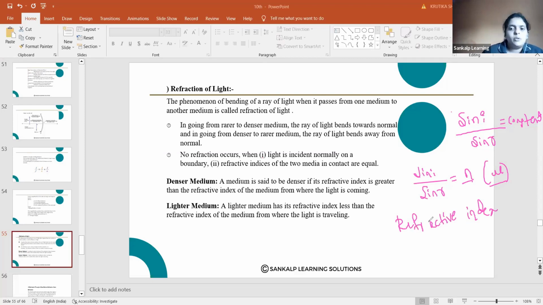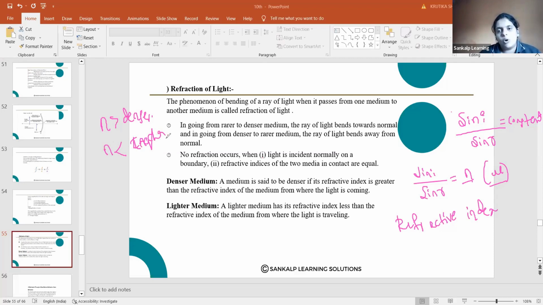Now the denser medium and rarer medium we can define based on the refractive index. If the refractive index value is more, then it is called a denser medium or heavier medium. If the refractive index value is less, then the medium is said to be a rarer medium or lighter medium. Is it clear? What is refraction of light? What is a denser medium? What is a rarer medium?